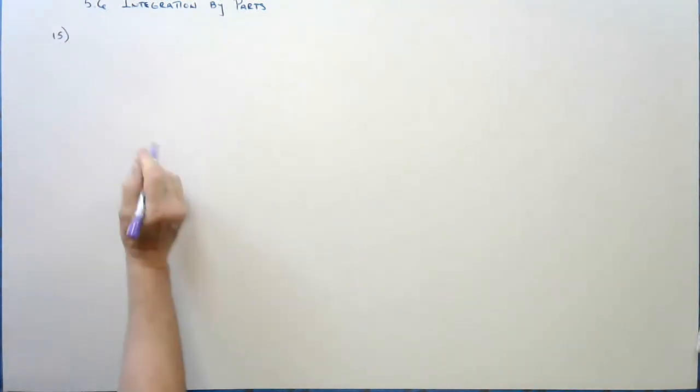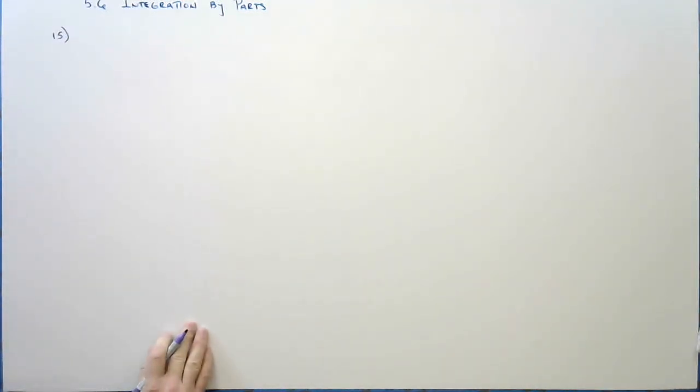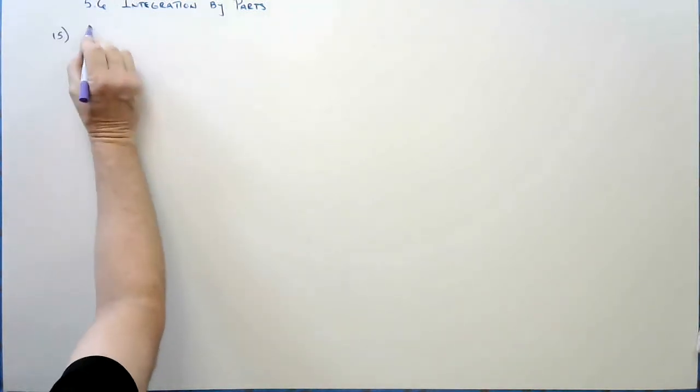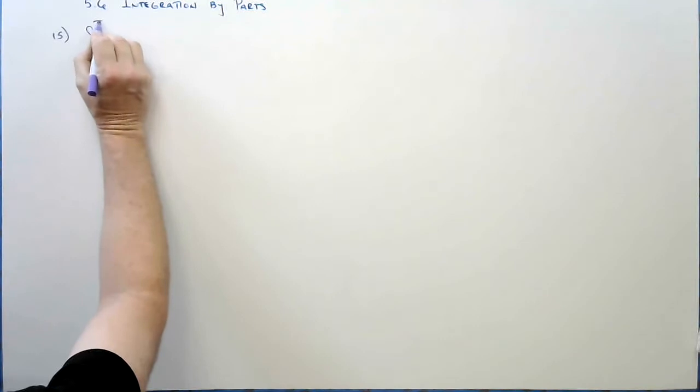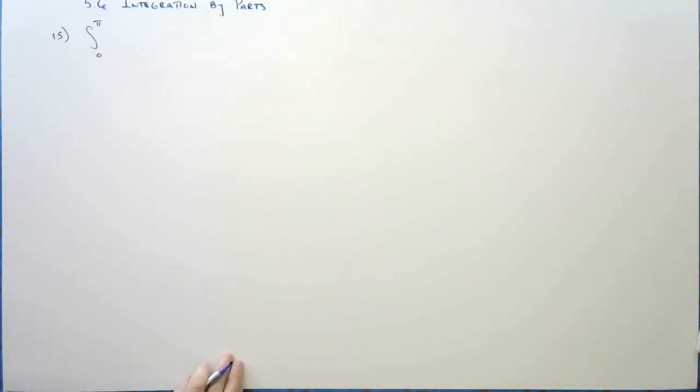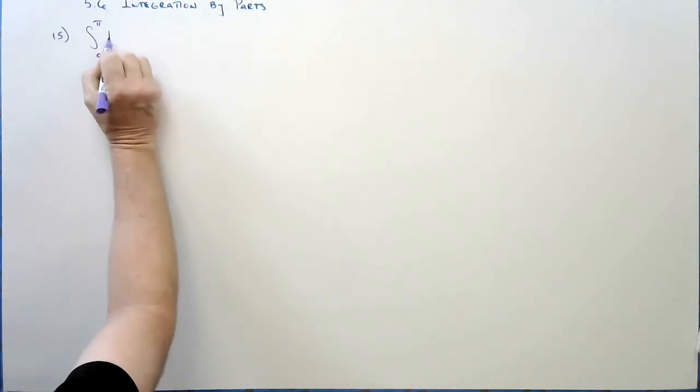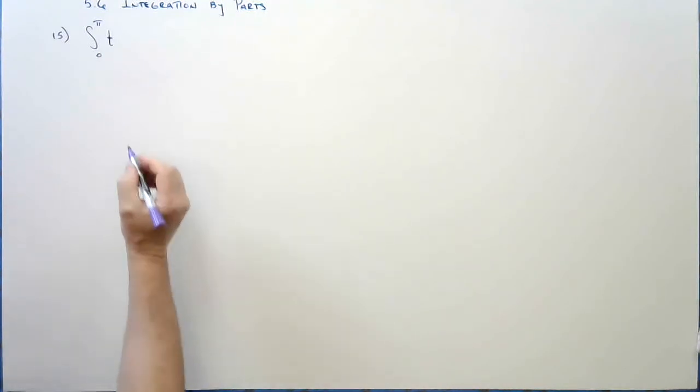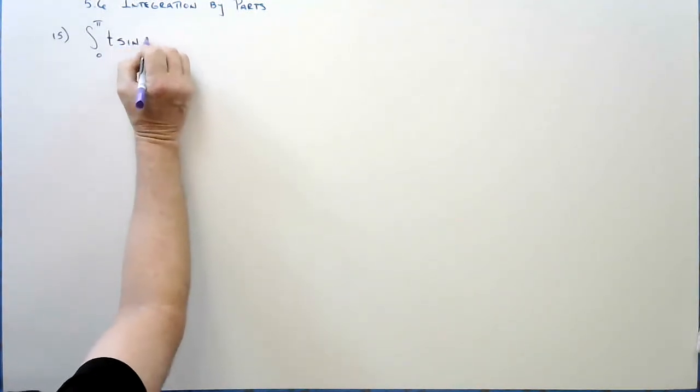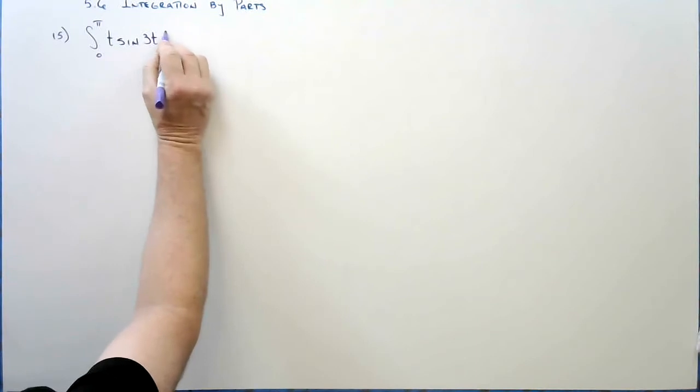Picking up with problem 15. Problem 15 is a definite integral. It's the integral from 0 to pi, so we'll have to evaluate this one at the end using our evaluation theorem. And then we have t sine of 3t dt.